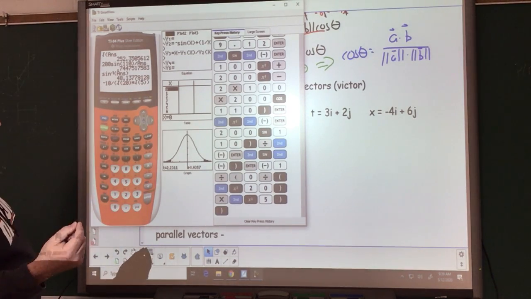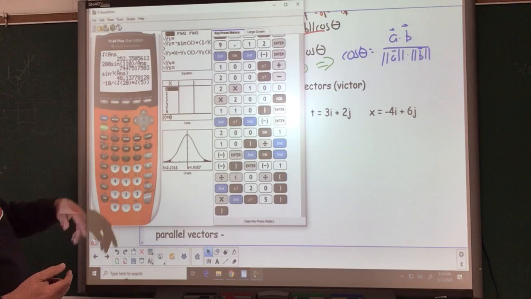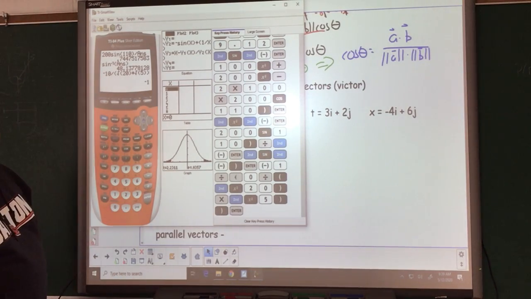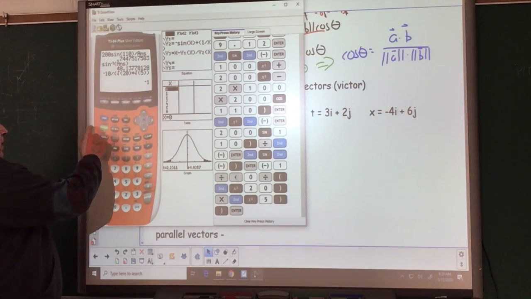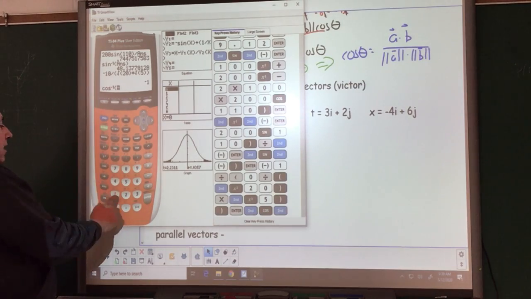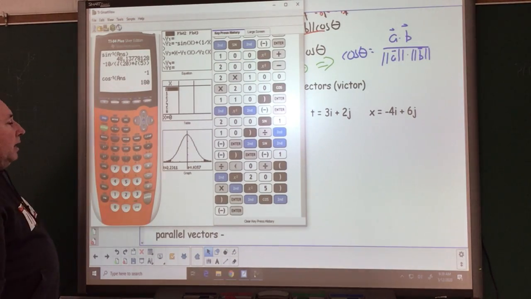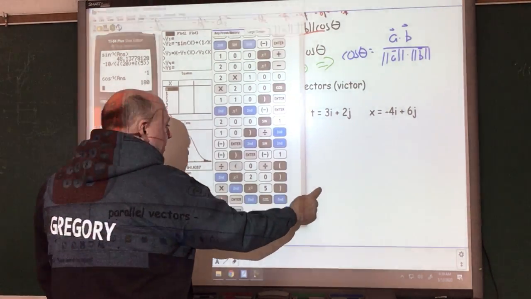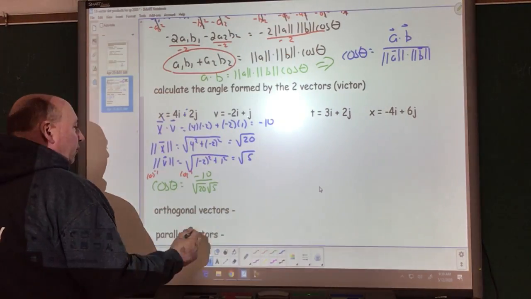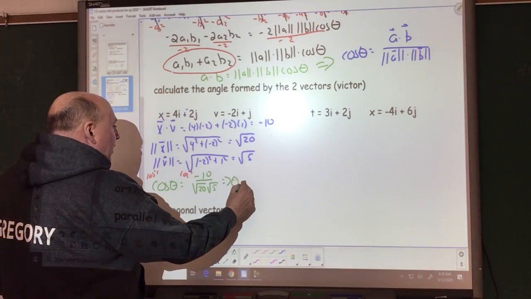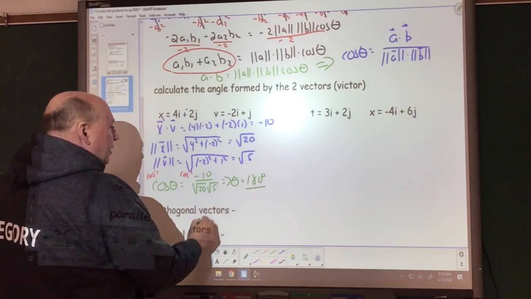If I wanted to, I can combine them together to get the square root of 100. So I get a value of negative 1. So I take the inverse cosine of my answer, and I get 180 degrees. So this angle theta is equal to 180 degrees.